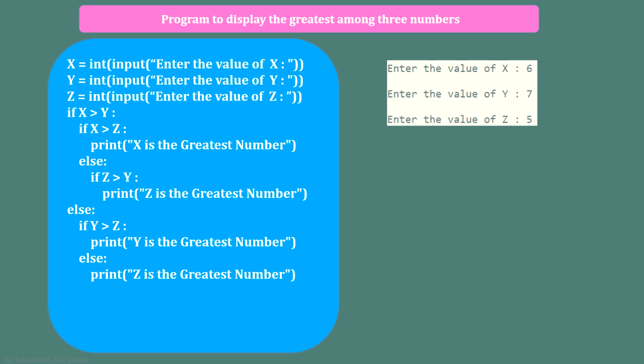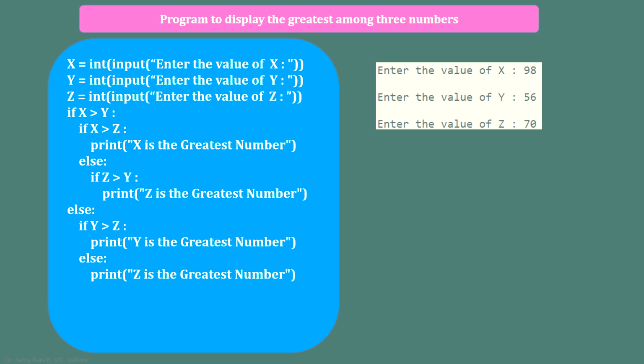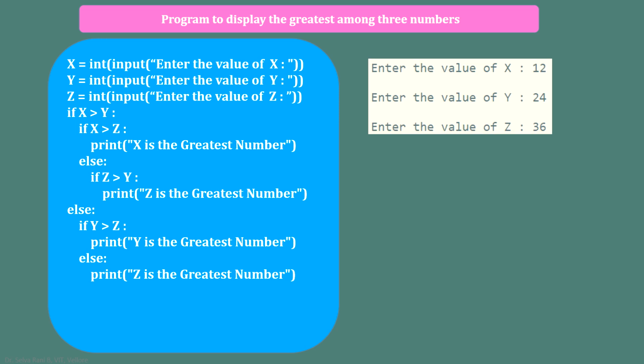These are some sample inputs given by the user: 6, 7, 5, and the output is on the screen. Among 6, 7, 5, y is the greatest number. Among 98, 56 and 70, x is the greatest number. And among 12, 24 and 36, z is the greatest number.